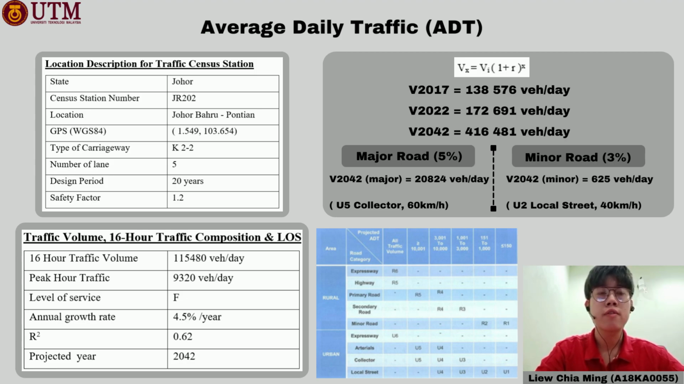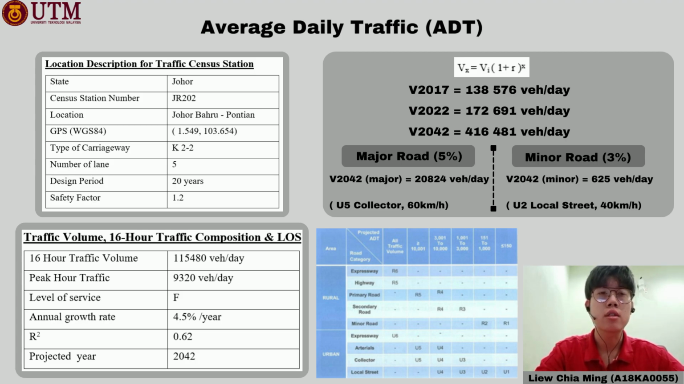By considering 5% of the traffic volume is under the major route and 3% of them is under the minor route, we obtain roughly 20,000 vehicles per day in the major route, which is classified as a U5 collector route. For the minor route, it is only 625 vehicles per day and classified as a U2 local street. The design speed is 60 km per hour and 40 km per hour respectively based on the table below. This is the existing ADT obtained without considering the proposed project.